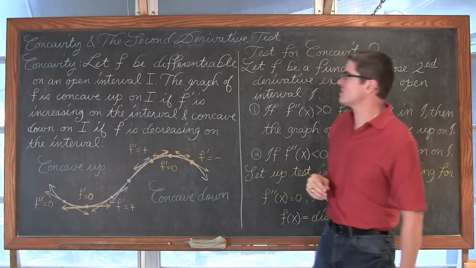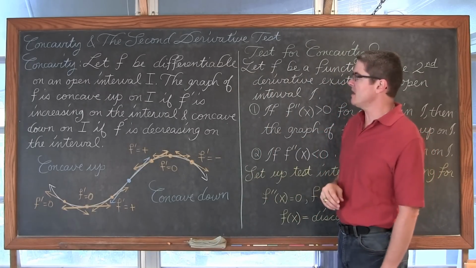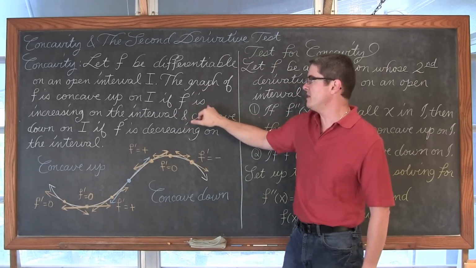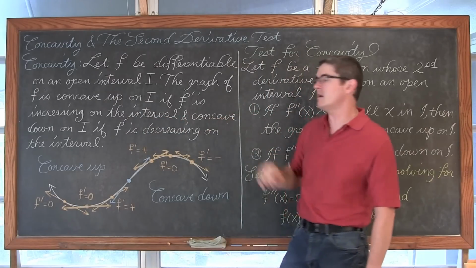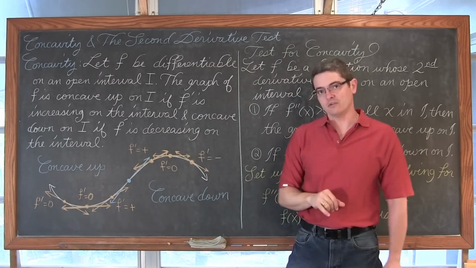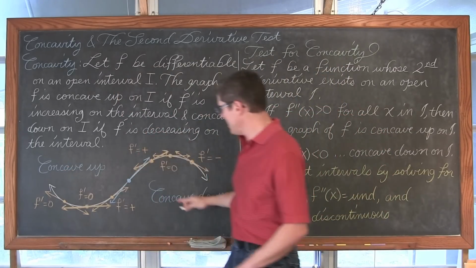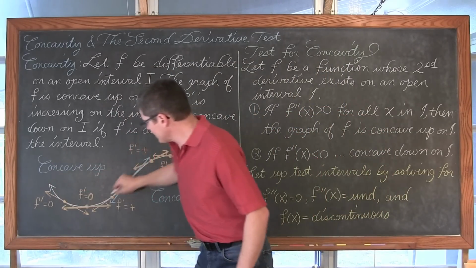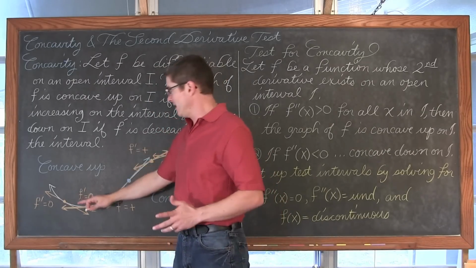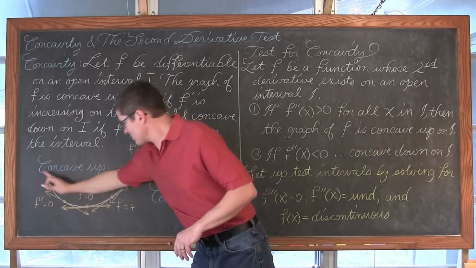Let f be differentiable on an open interval I. The graph of f is concave up on that interval if the derivative of f is increasing on the interval, and concave down if the derivative of f is decreasing on the interval. So concave up, concave down. If you look at this graph, there's a portion of it that, if I could pour water on it, it would hold water, assuming it was three-dimensional, because it's curving up, right?